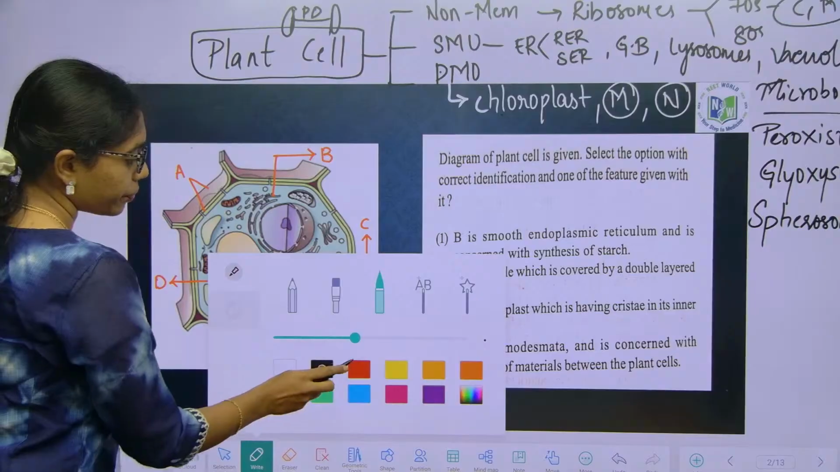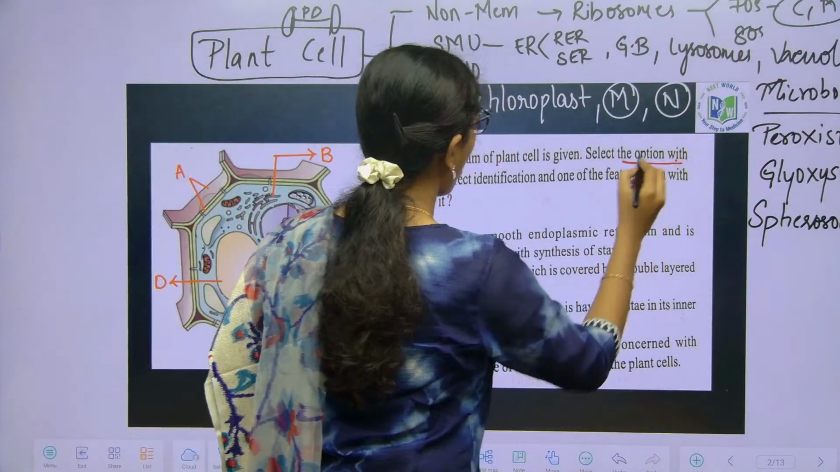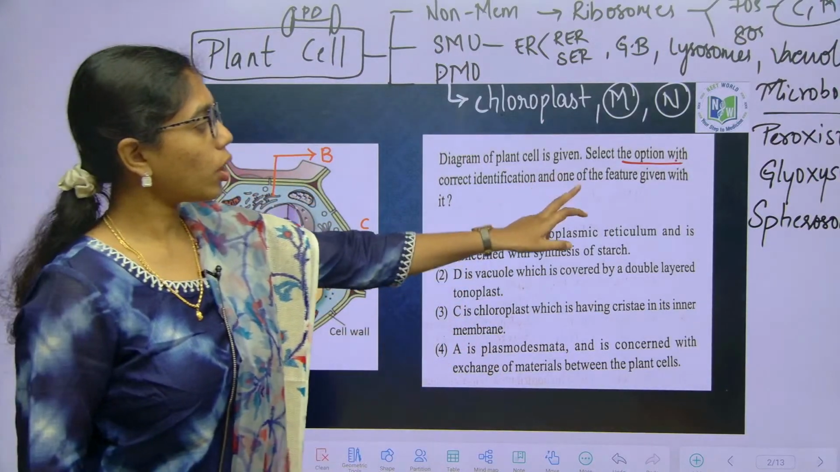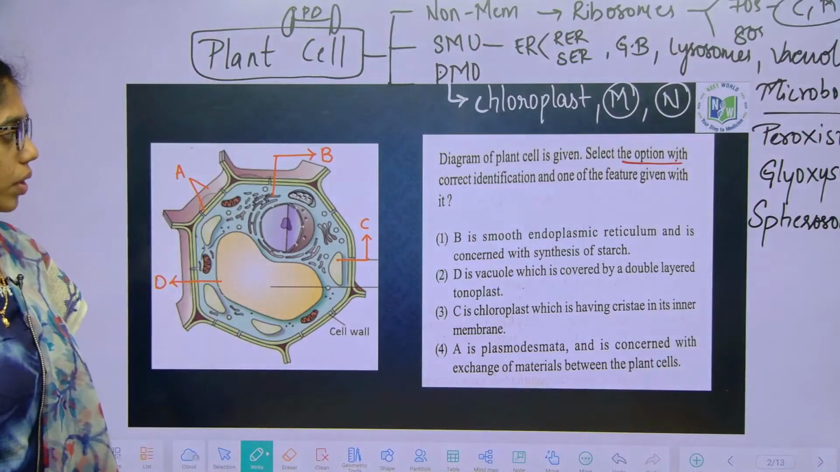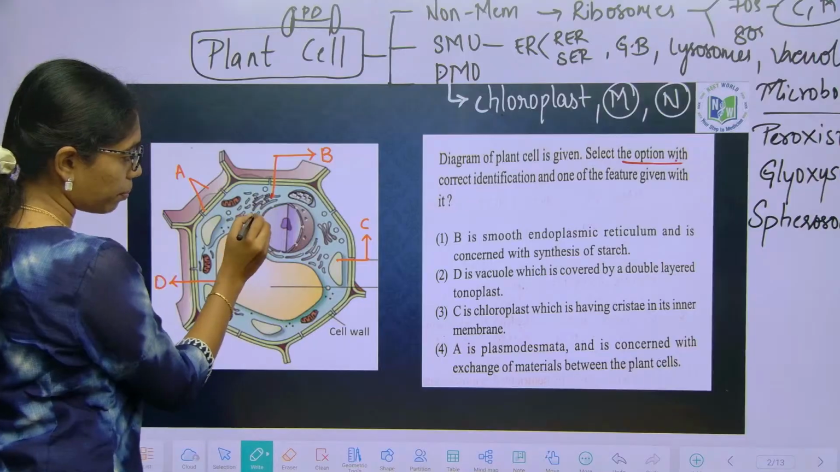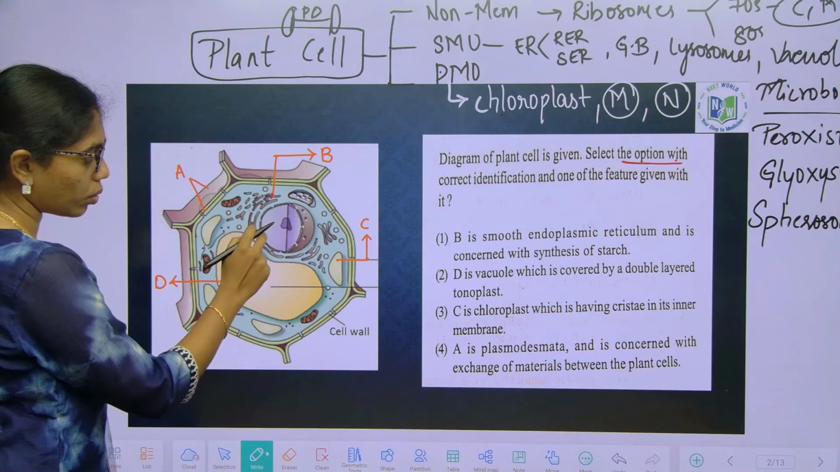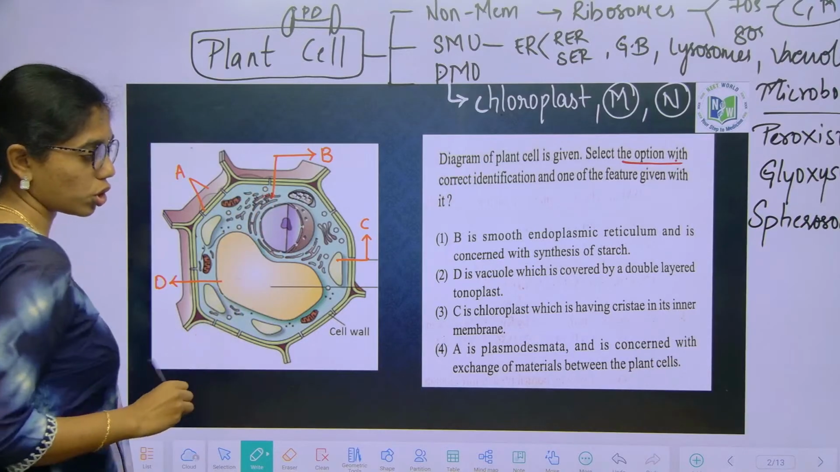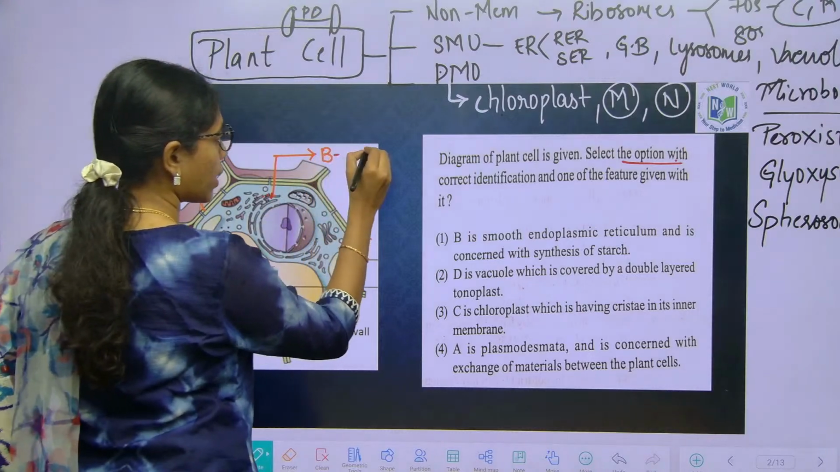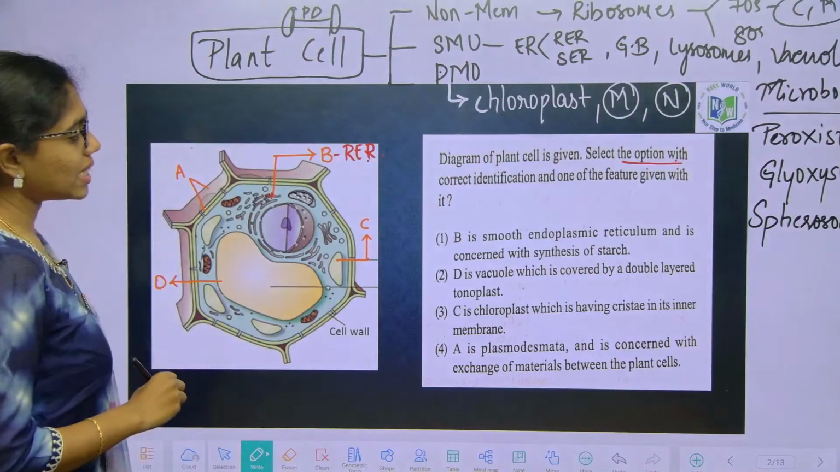Look here. Diagram of a plant cell is given. Select the option with correct identification and one of the features given with it. Okay. So, here if you can see B, which is marking what? RER, because you can see the reticulum extensions from the nuclear envelope and it has ribosomes. Those extensions which have ribosomes from the nuclear envelope, such an organelle is what? Rough endoplasmic reticulum.